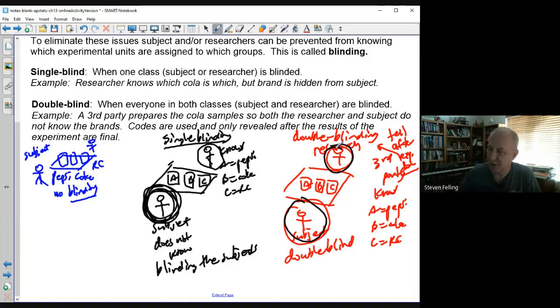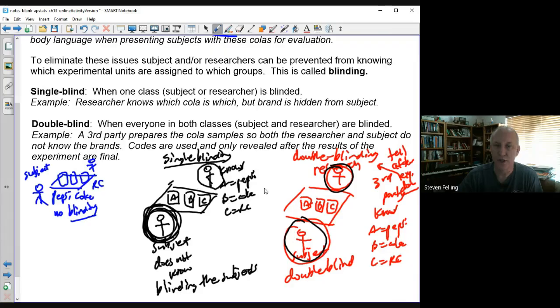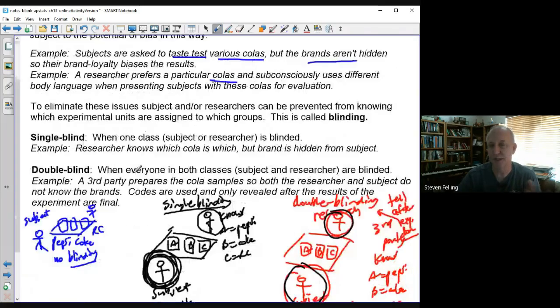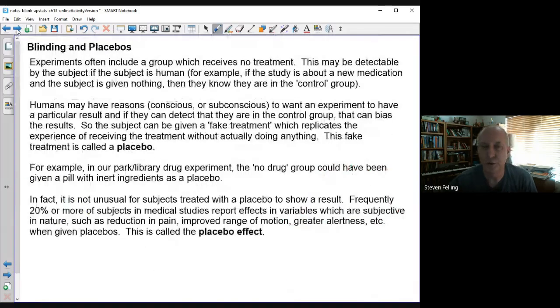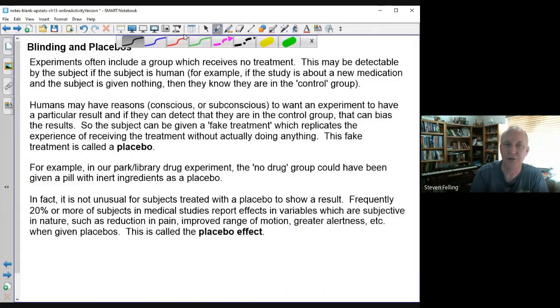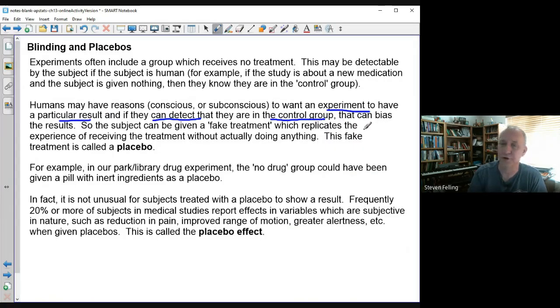Okay, and then there's occasions when we have to employ something called a placebo in order to accomplish this blinding, because basically blinding means that a subject or a researcher is not aware of which subject is getting which treatment. Okay, so let's say that humans might have some subconscious reason or maybe even conscious reason to want an experiment to have a particular result. So if they can detect that they're in the group that's the control group or the group that's getting the treatment, that could bias the results.